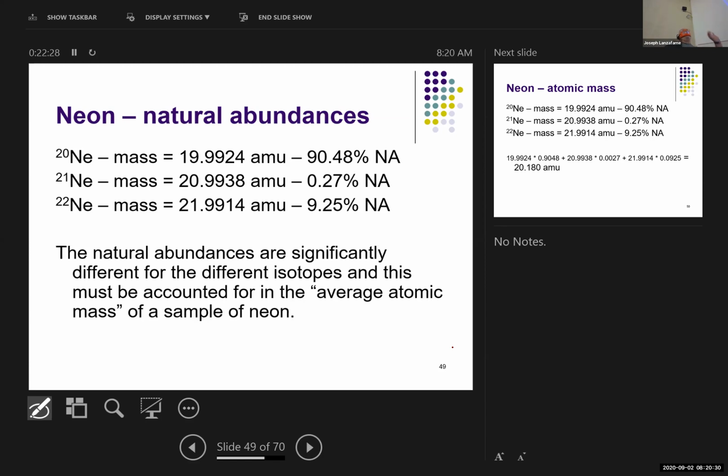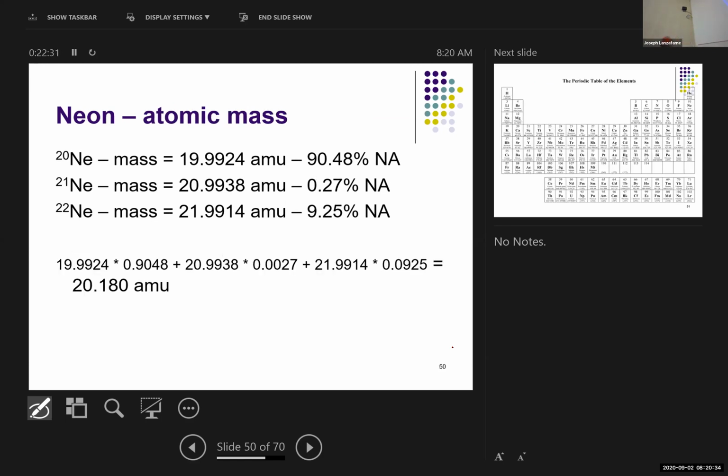And so my weighted average for the isotopes has to take into account both the mass of each isotope and the relative number. And so there's two ways I can do this. I either take the mass of each and multiply it by the fraction. So I turn my percent into a fraction. 90.48% is 0.9048 as a fraction. And my 0.27% is 0.0027 as a fraction. And if I add them all up, I get 20.180 AMUs as the statistically weighted average of all the isotopes.